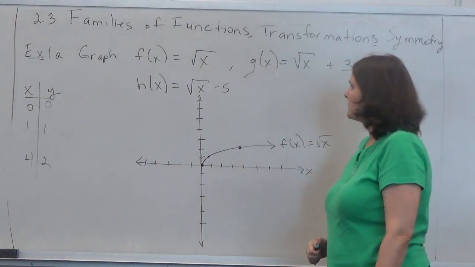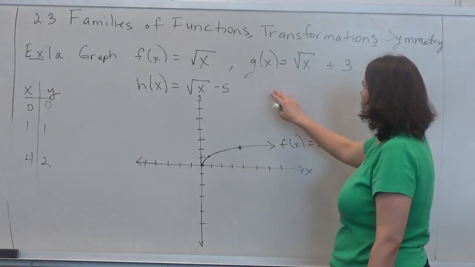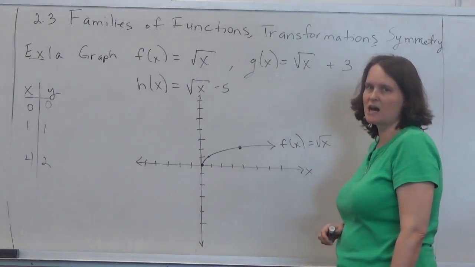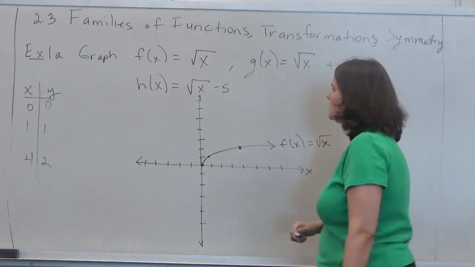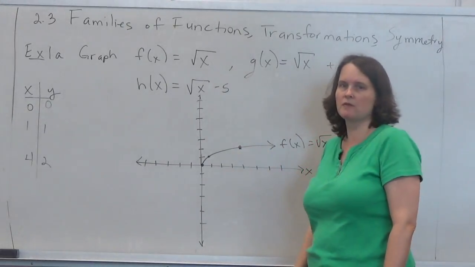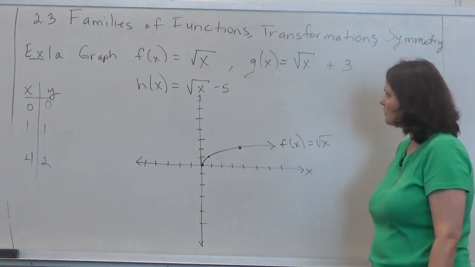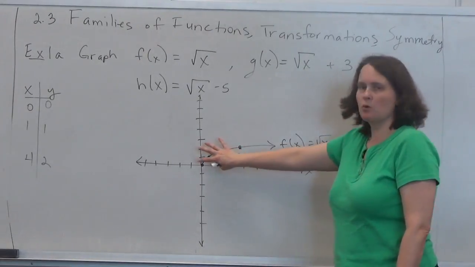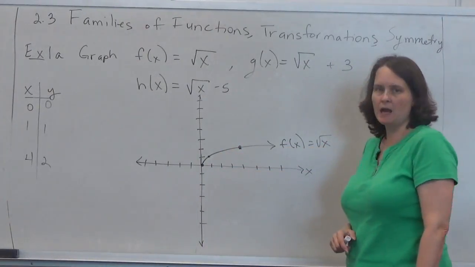We're also going to graph g of x equal to the square root of x plus 3. Notice the plus 3 is on the outside of the radical. And then we're going to graph h of x equals square root of x minus 5. Again, minus 5 is also on the outside of the radical. So we're going to graph all three of these on the same coordinate plane, and we're going to compare.